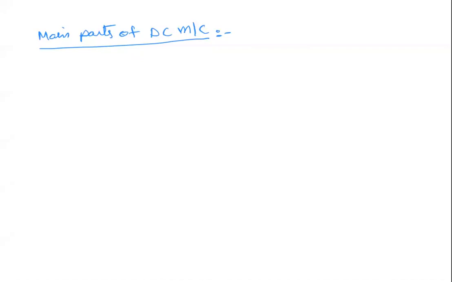Right? So main parts, first one, armature, is one of the main parts. Armature will have its core as well as winding. So that's why I will write separately: armature core, armature winding.